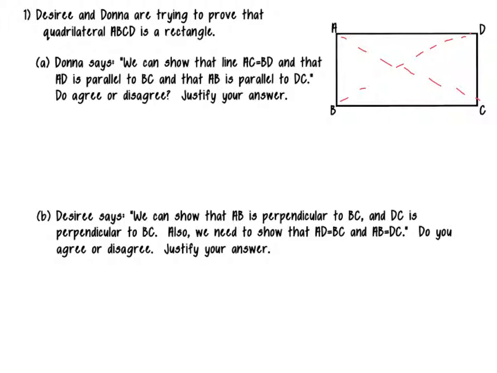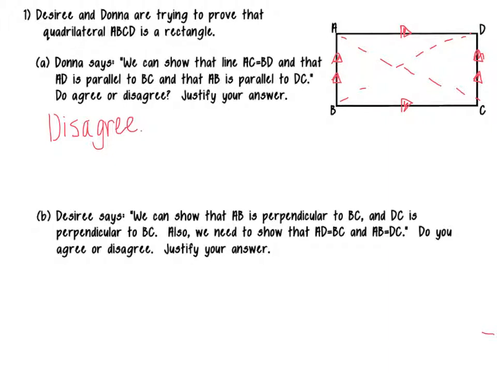She also says that AD is parallel to BC and that AB is parallel to DC. Okay? And so far, she's doing a really good job, but I'm going to have to disagree with her. And the reason that I disagree is that I know that by definition, a rectangle has to have two sets of opposite sides that are congruent, and then I also know that it has to have 4 right angles. And in no way did she discuss the length of the sides.